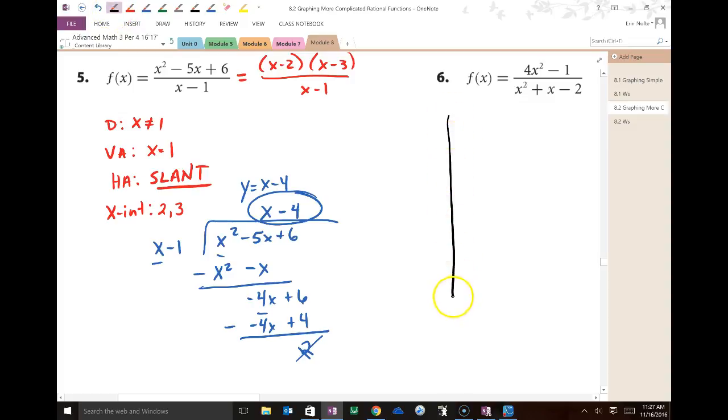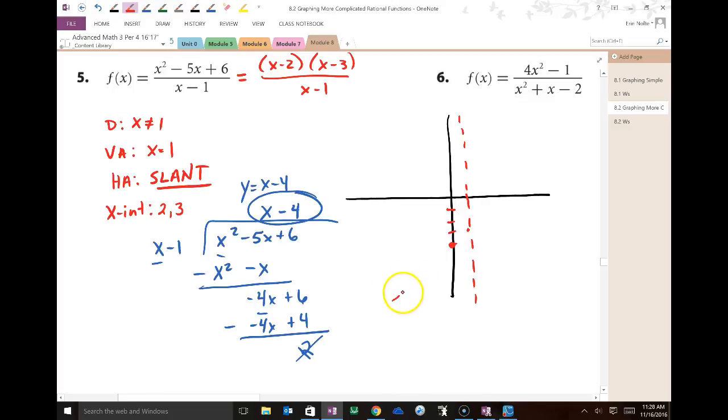So we're going to graph this information. I have a vertical asymptote at 1. Draw really good asymptotes. It'll help you. Okay, I have a slant asymptote at y equals x minus 4. So how do I draw x minus 4? Down 4. So I have negative 4, and then I have a slope of 1. Everybody remembers that? Up 1, over 1.